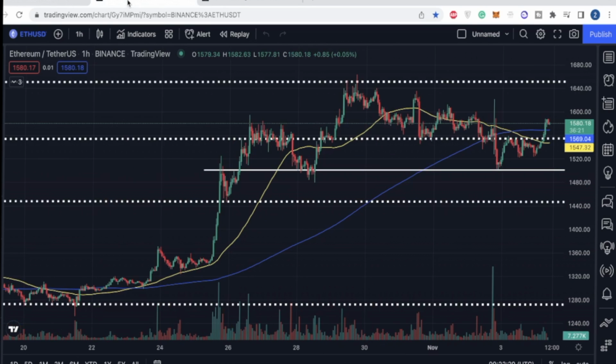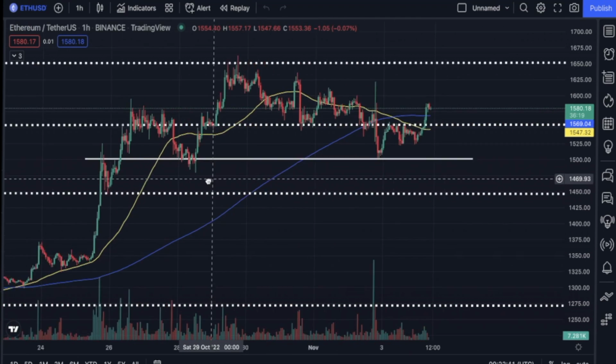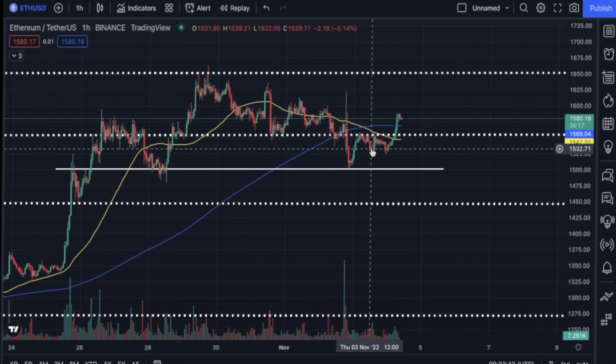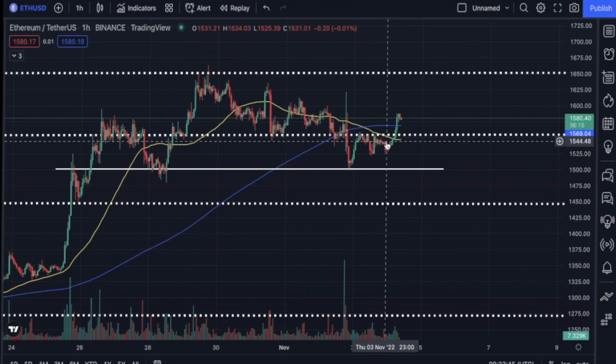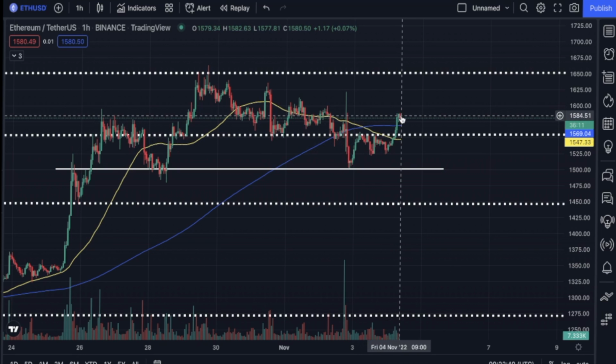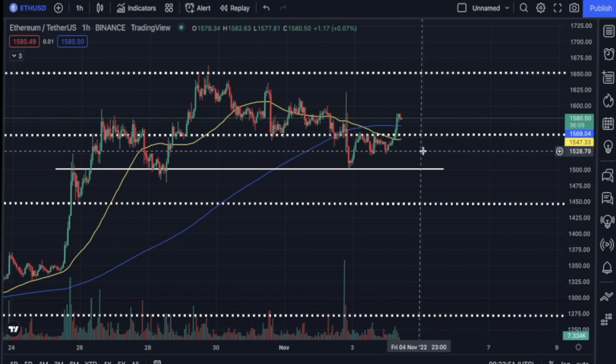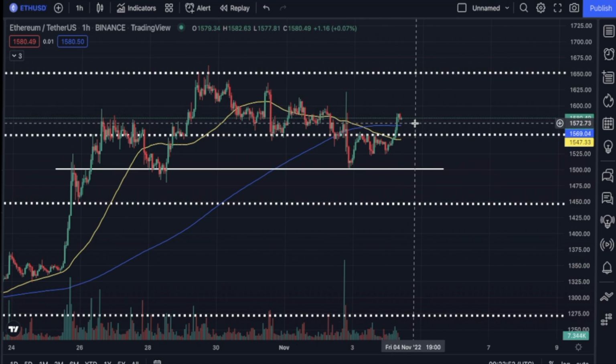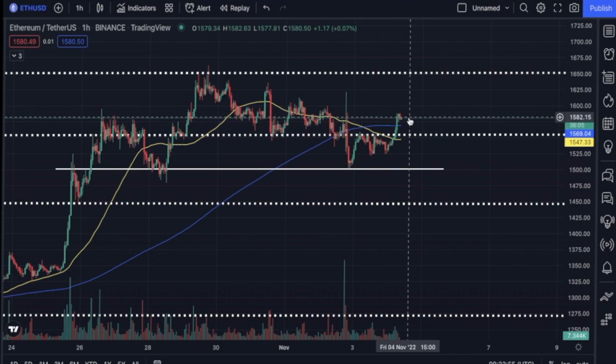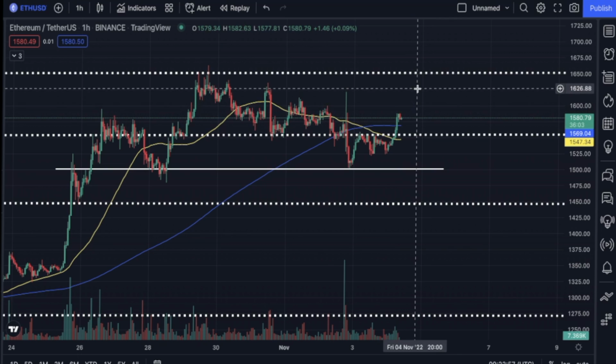So let's jump into Ethereum, take a quick look. So Ethereum did not drop much at all yesterday, and it did have this run up following the Bitcoin run up, and it's just following what Bitcoin is doing right now. So same as Bitcoin, if Bitcoin rises, Ethereum will continue to rise.